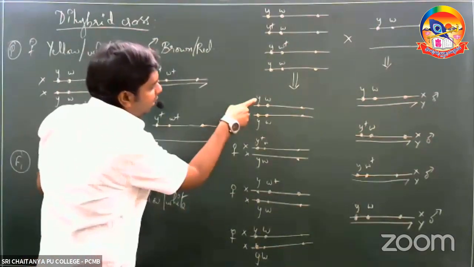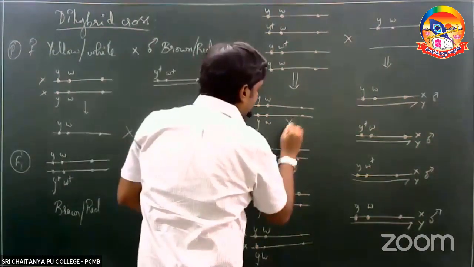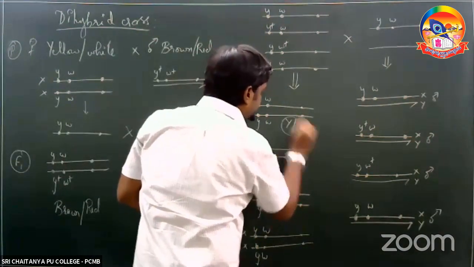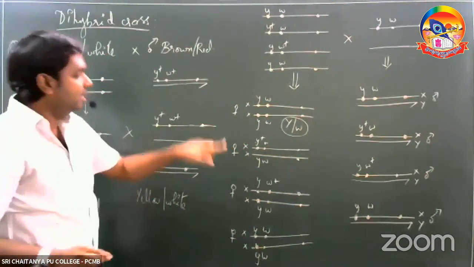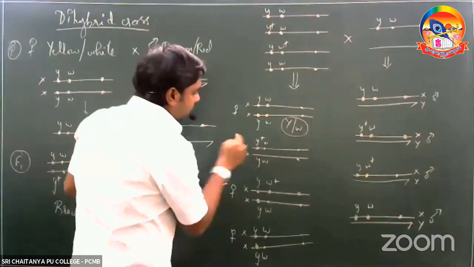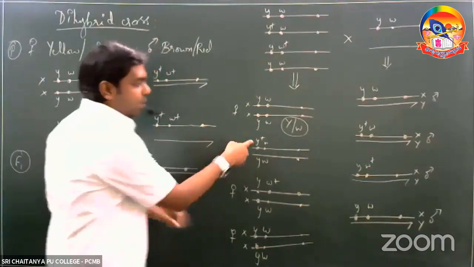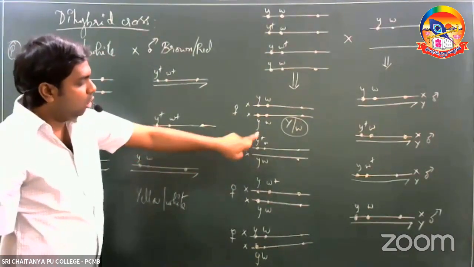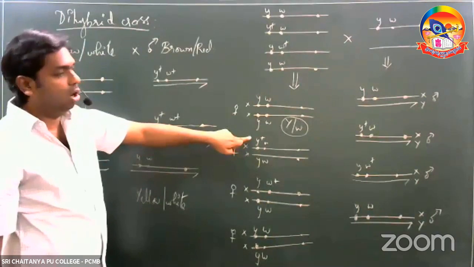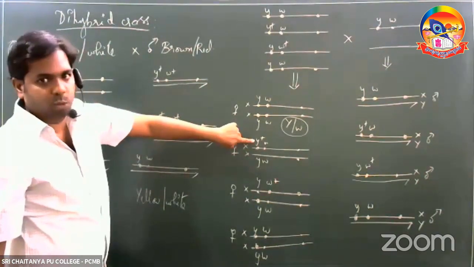Now, since both are yy ww, this individual will have yellow body, white eye. So a yellow body, white eye female is obtained. The second condition, the genotypes would be y+ and y. We know that y+ is a dominant allele compared to y. So if there is a dominant allele present, definitely the law of dominance would be applicable here. Therefore, only the dominant trait would be expressed.